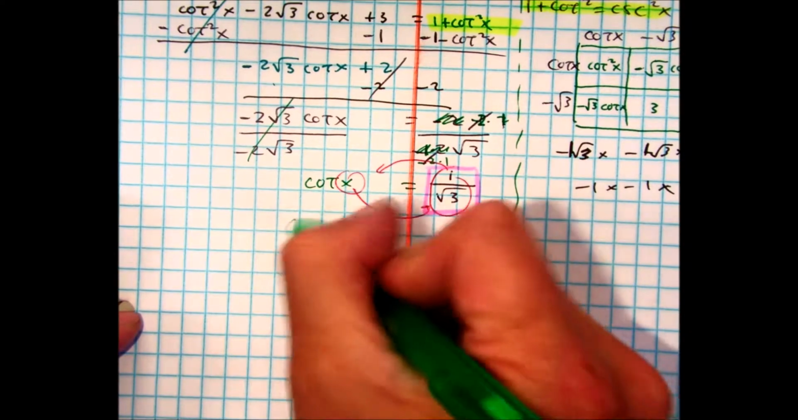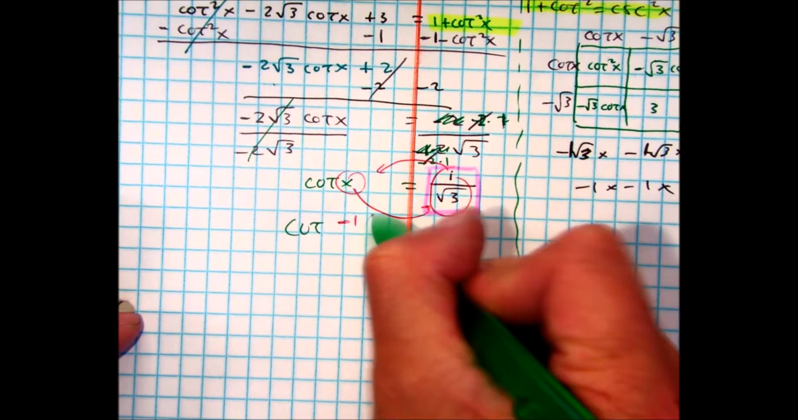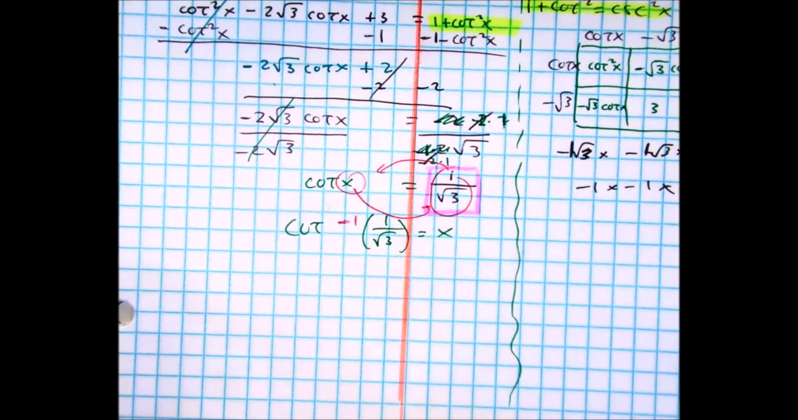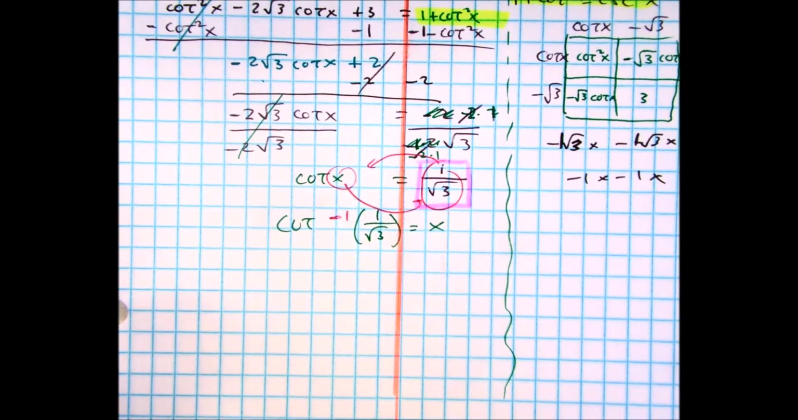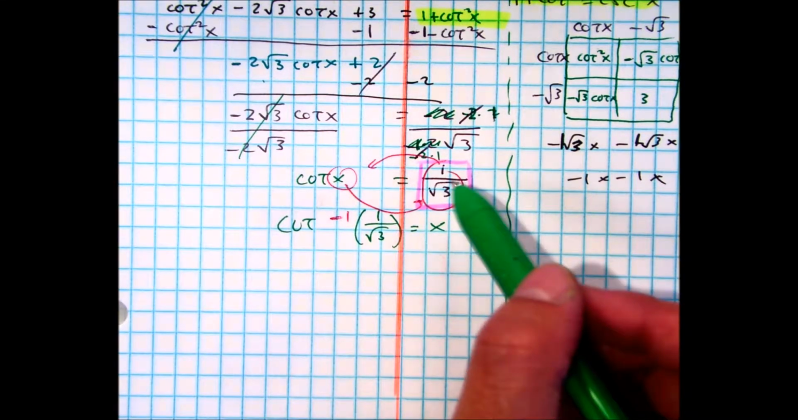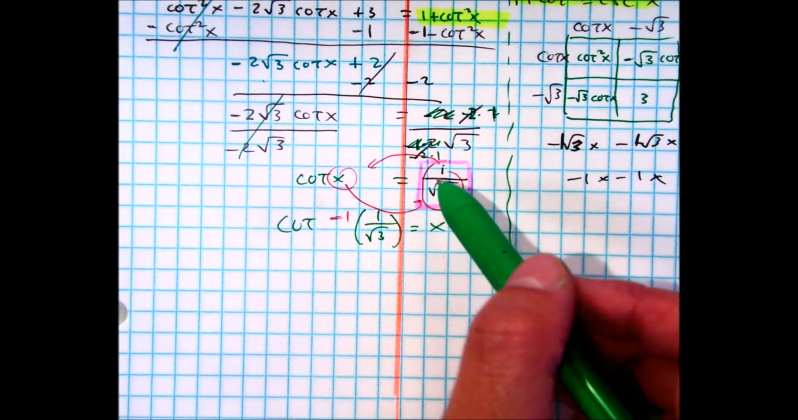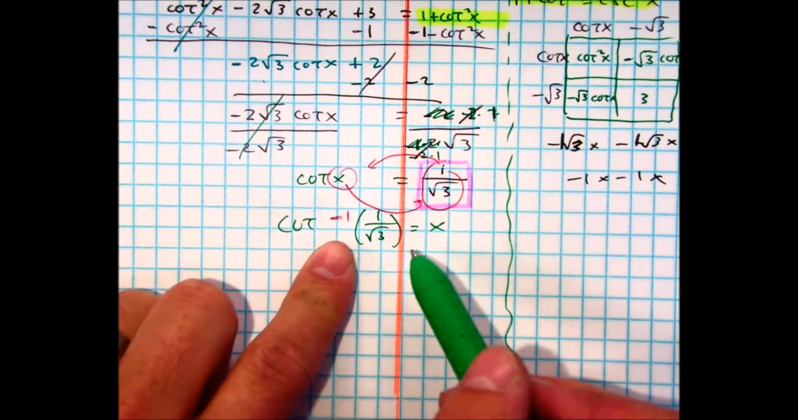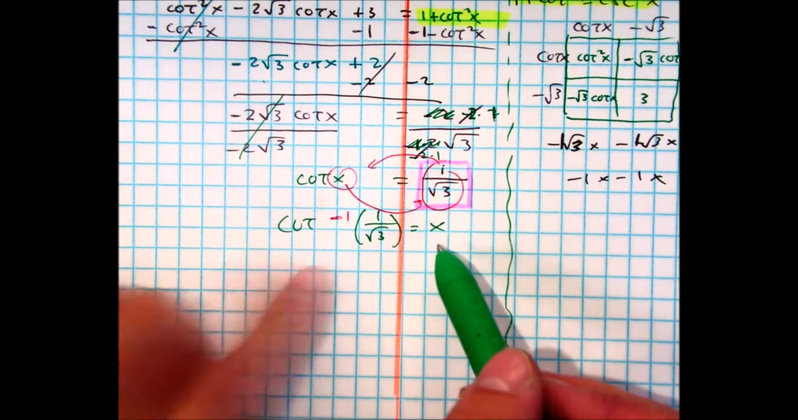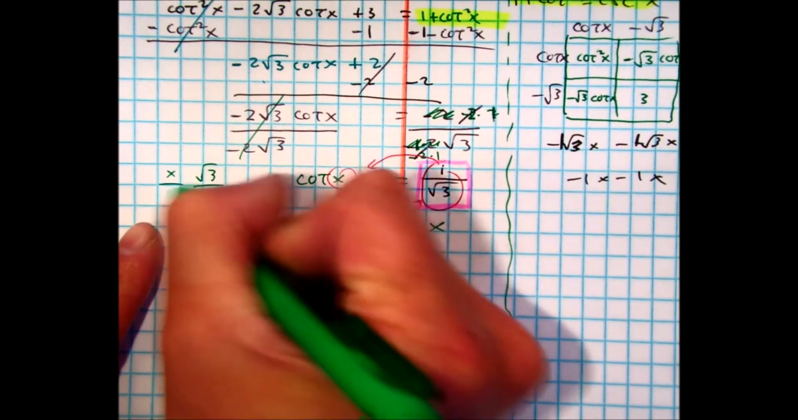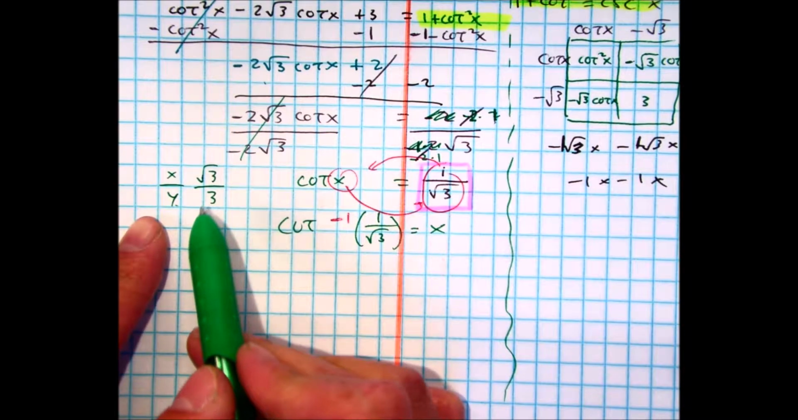So now we're left with the inverse of cotangent of 1 over radical 3 equals x. And let me explain why I did not rationalize. The reason I'm not rationalizing is that when I rationalize, my goal is to simplify a problem. I did not rationalize here because I need to go to my unit circle. If I rationalize, there is no y value that's equal to 3 on the unit circle.